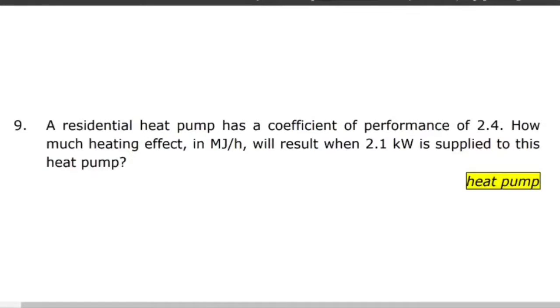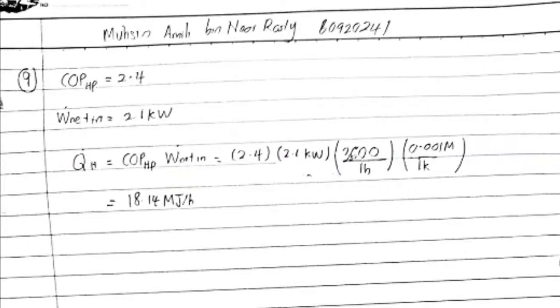Next, for number 9, a residential heat pump has a coefficient of performance of 2.4. How much heating effect in megajoule per hour will result when 2.1 kilowatt is supplied to this heat pump? So from the question, we get the value of COP heat pump 2.4 and work W net in 2.1 kilowatt.